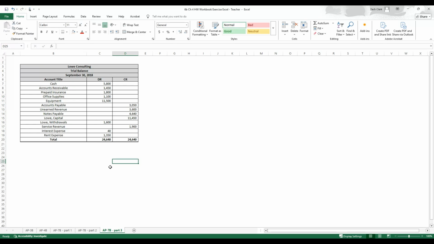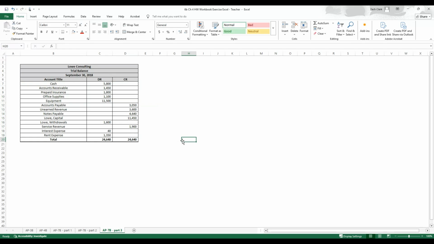And then the next step, which this problem doesn't specifically ask us to do, would be to take these ending balances and prepare financial statements with this information. We could prepare a balance sheet, a statement of owner's equity, and an income statement very easily just because we have all the ending balances here. Again, this problem doesn't ask us to do that, but that would be the next step in the cycle.